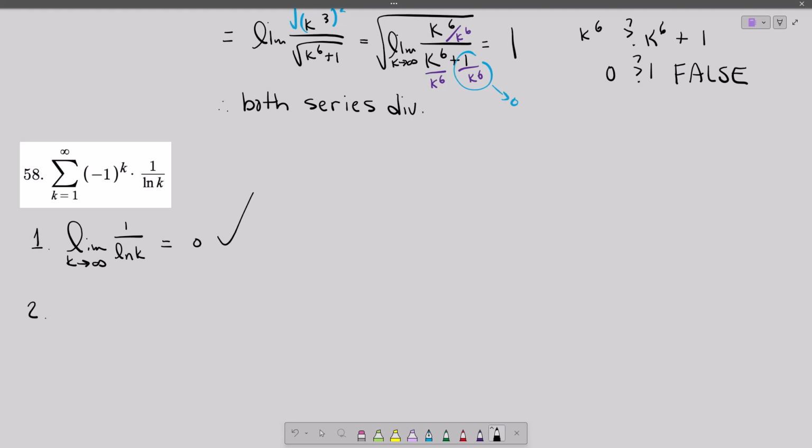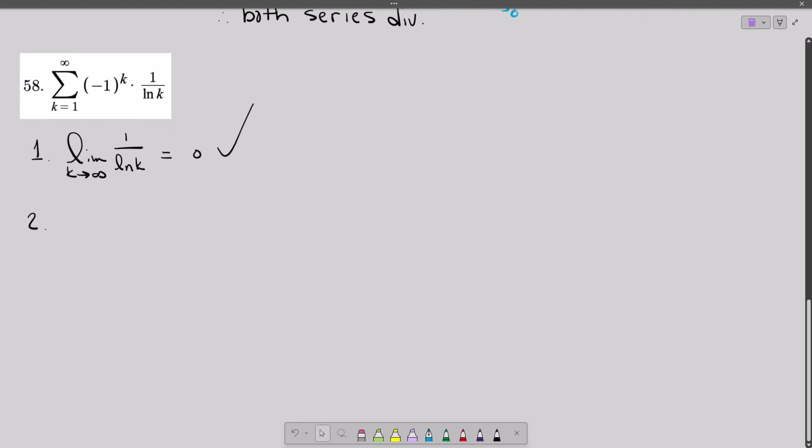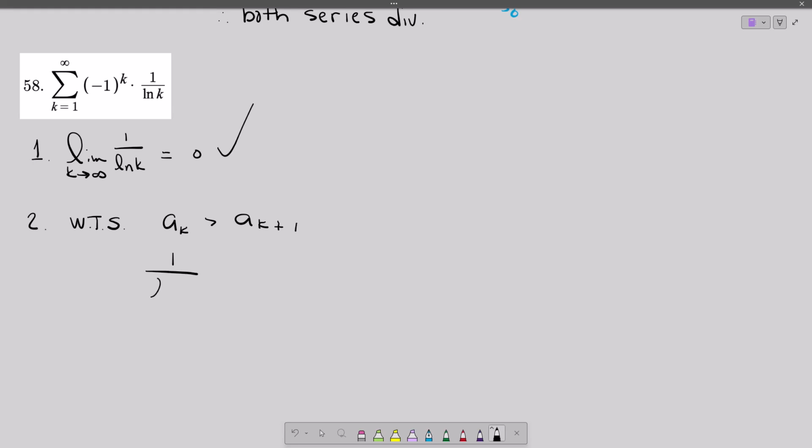Now we show that the sequence of terms is decreasing. This one we can probably show algebraically. We want to show that as we go further out, the terms are getting smaller. That is showing that it's decreasing. You could use calculus, we just did, but usually that's a lot more work. So this is what we would like to be able to show.